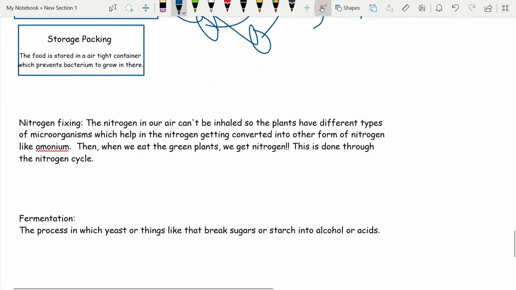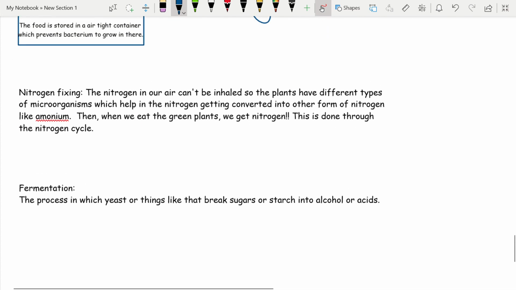Now, nitrogen fixing. The nitrogen in our air can't be inhaled, so the plants have different types of microorganisms which help in the nitrogen getting converted into other forms of nitrogen like ammonium. When we eat the green plants, we get nitrogen. This is done through the nitrogen cycle.